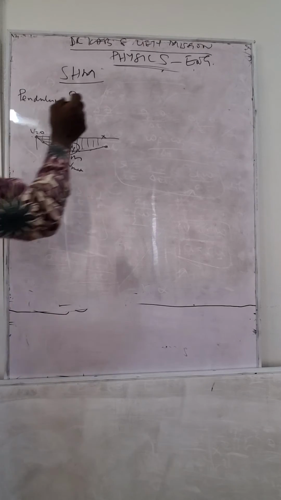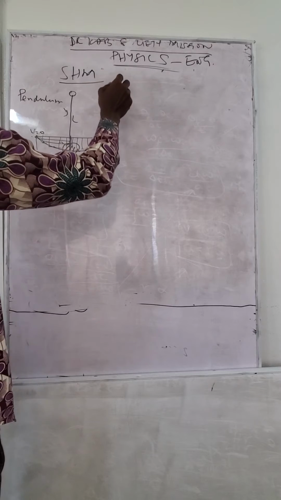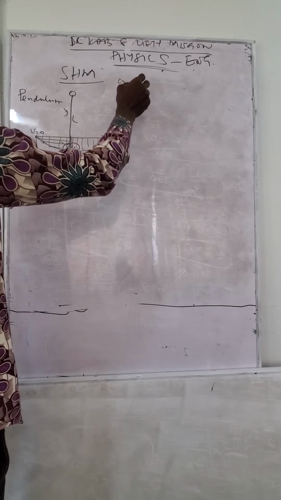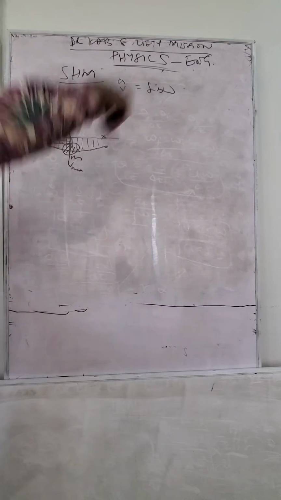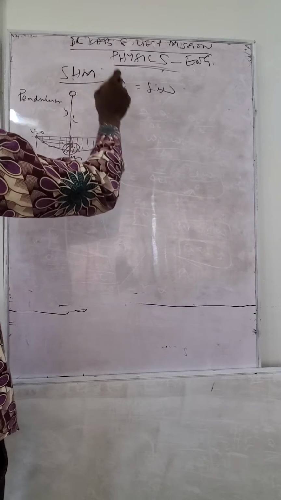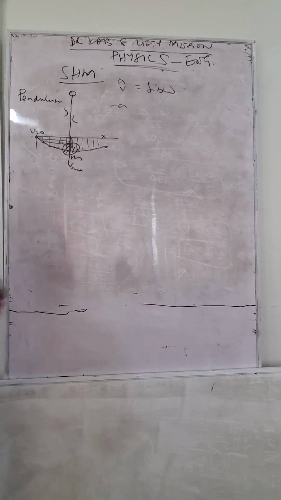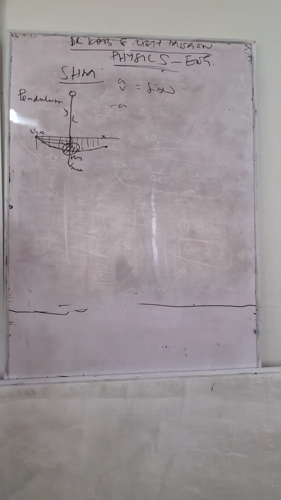So simple harmonic motion, first of all, there's always what? There's always the acceleration and velocity, they are directed towards a fixed point. It is not ever increasing, they are always directed towards a fixed point. So that will mean your acceleration will be negative. If it's not ever increasing, you make it negative. So that is one point we can look at.